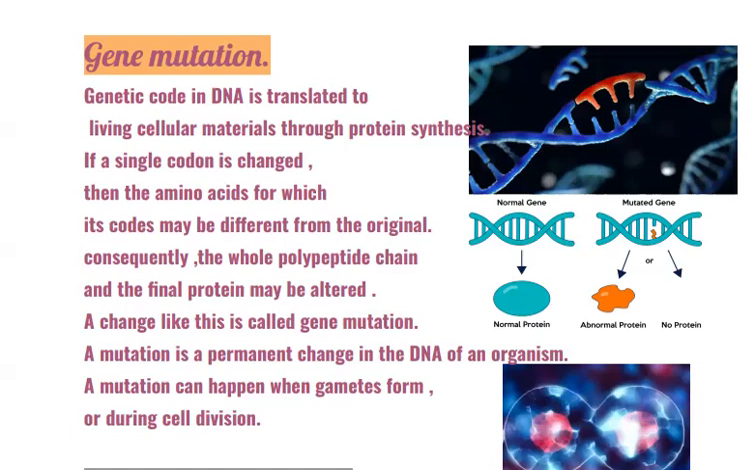A mutation is a permanent change in the DNA of an organism. A mutation can happen when gametes form, or during cell division.